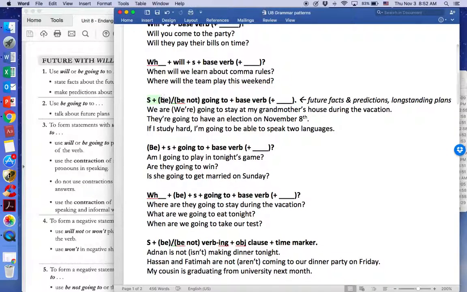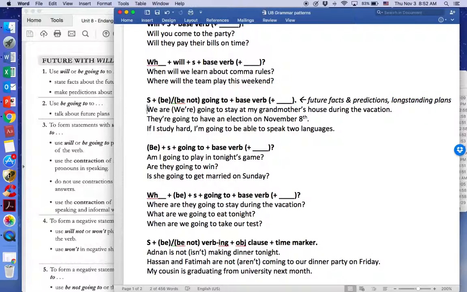Subject, followed by be or be not, depending on what person you're using. Then followed by going to, and a base verb and an optional clause. Future facts and predictions, same as will or won't. But here we're going to talk about long-standing plans. Long-standing means they were made before now, and they were made a considerable amount of time before now.